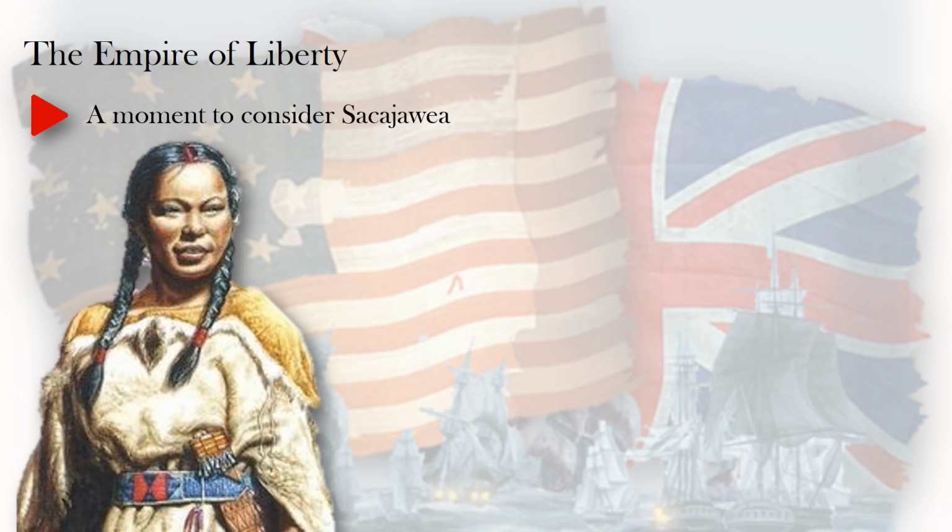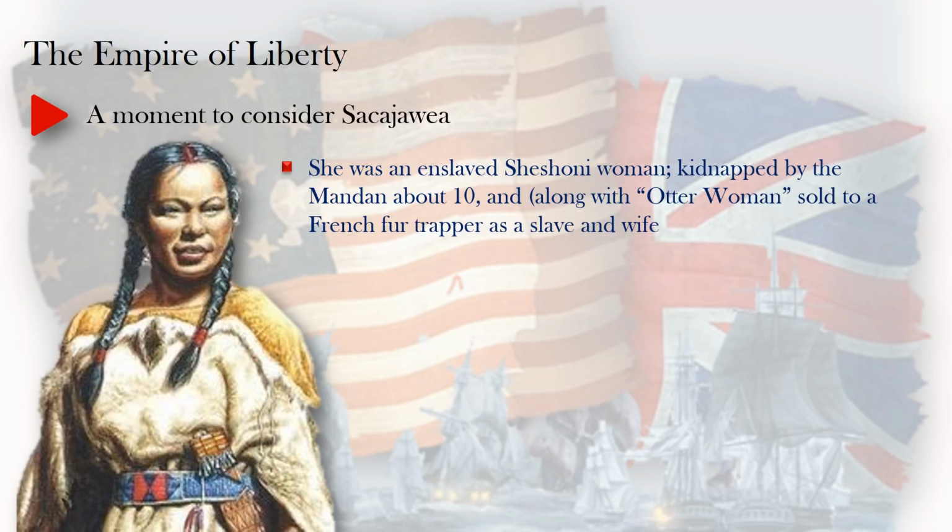So let's take just a minute to consider Sacagawea, the Shoshone woman that accompanied Lewis and Clark almost on the entire journey. She was an enslaved woman, actually. She was kidnapped by the Indian society known as the Mandan when she was about 10. And along with another woman that we don't know a lot about other than her name was Otter Woman, she was sold to a French fur trapper as a slave and a wife. And this is a non-consensual transaction, but not uncommon among the French and some of their Indian trading partners.